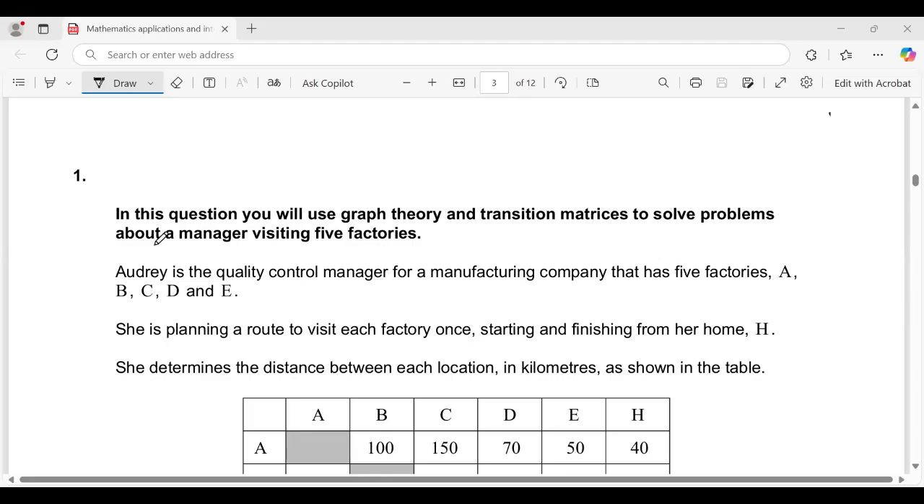Number one, in this question, you will use graph theory and transition matrices to solve problems about a manager visiting 5 factories. Audrey is the quality control manager for a manufacturing company that has 5 factories A, B, C, D, and E. She is planning a route to visit each factory once, starting and finishing from her home H. She determines the distance between each location in kilometers as shown in this table.